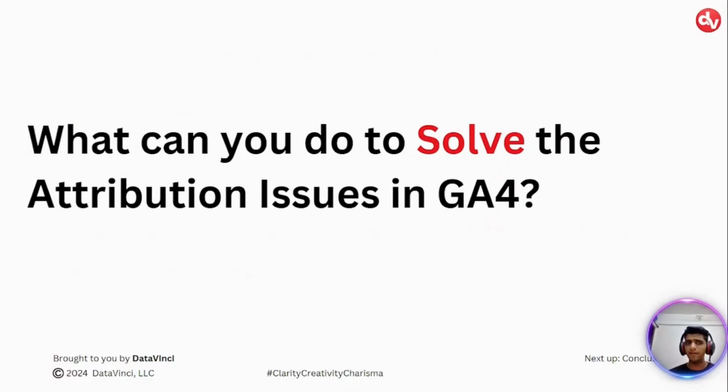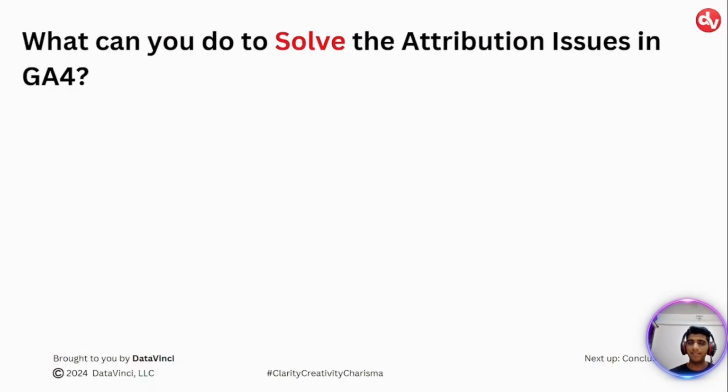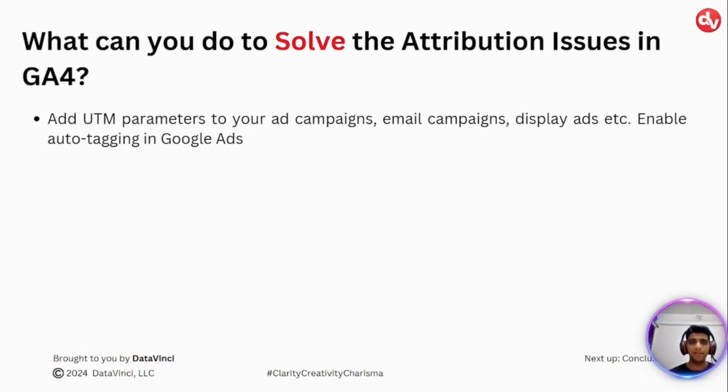Okay, so what can you do to solve these attribution issues in GA4? Let's look at some of the points. So the number one most important thing that you need to start doing is you need to start adding UTM parameters to all of your ad campaigns, all of your email campaigns, and display ads, and so on. By any way that you're sending traffic towards your website, you would like to identify the source of that traffic, right? So you need to start tagging each of your traffic sources.